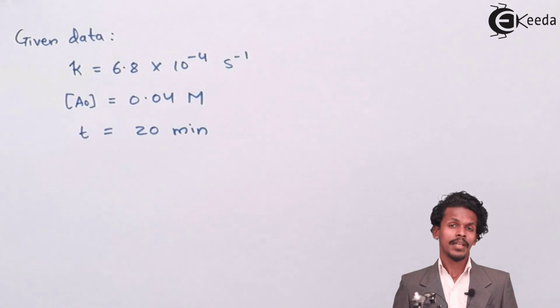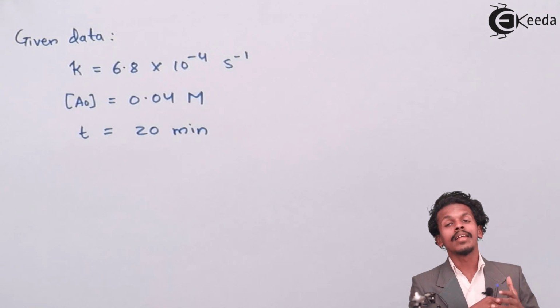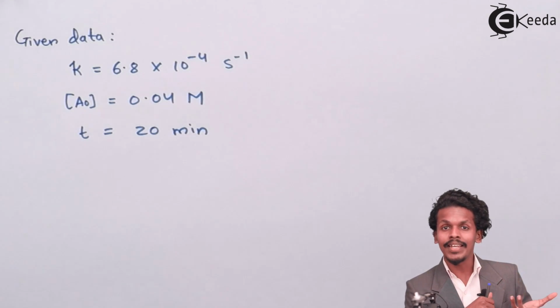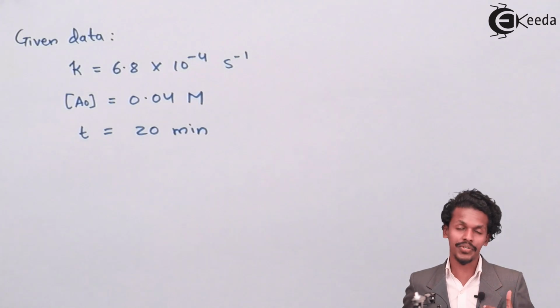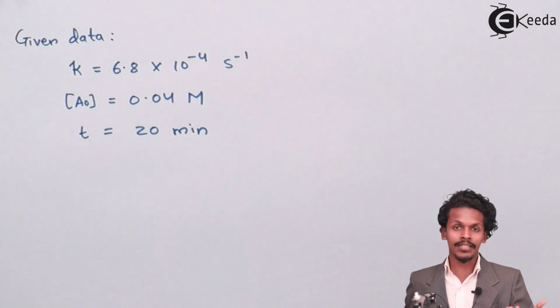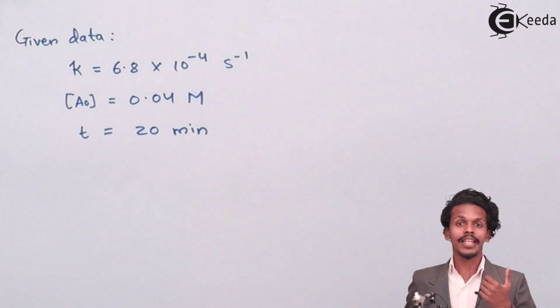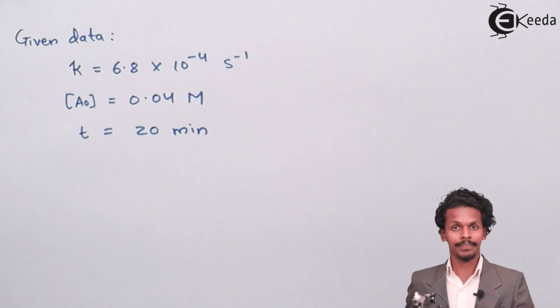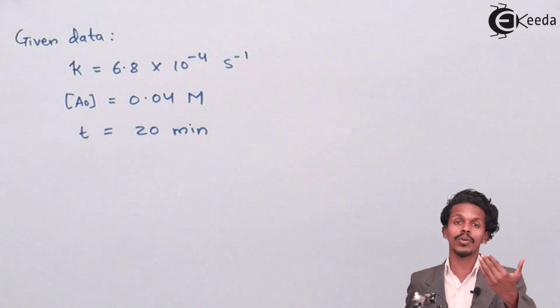But it should be mentioned very clearly, when the rate constant is given in per second, we have to convert the given time of the question into seconds only. If the rate constant is given in per minute, then we have to convert the time into minutes. If it is in seconds, we convert it into minutes. If it is in hours, then also we convert it into minutes.